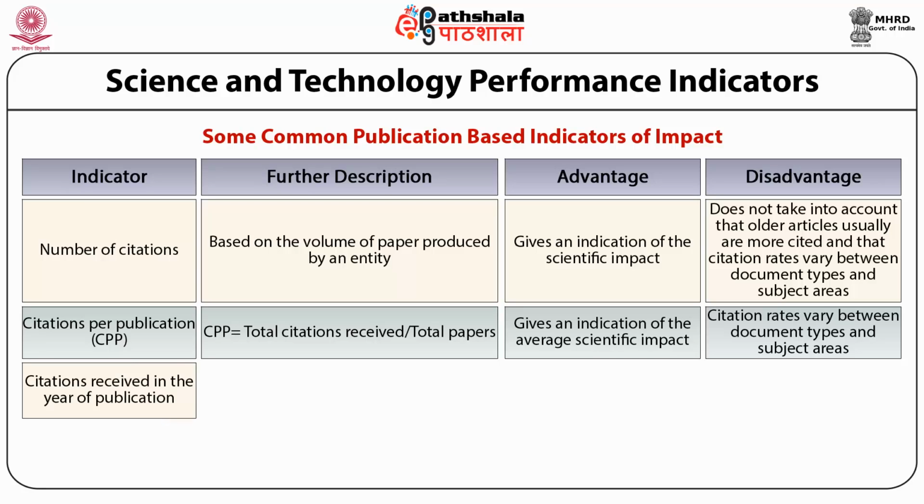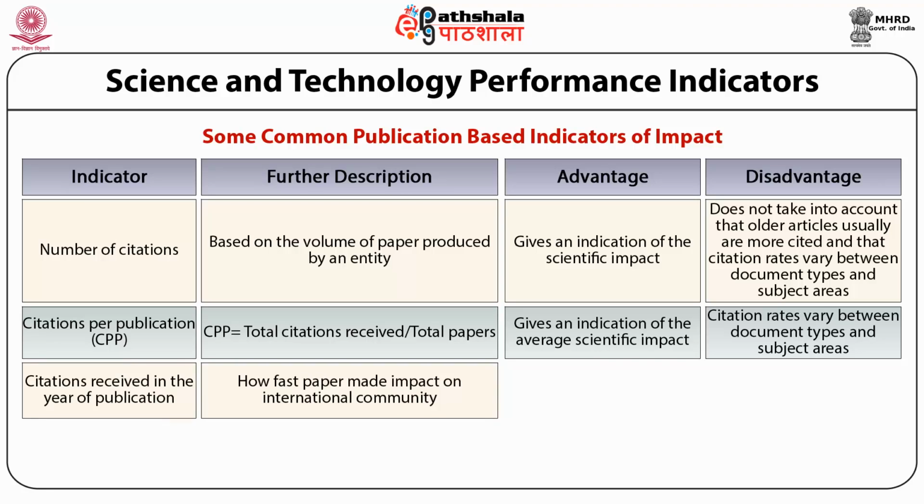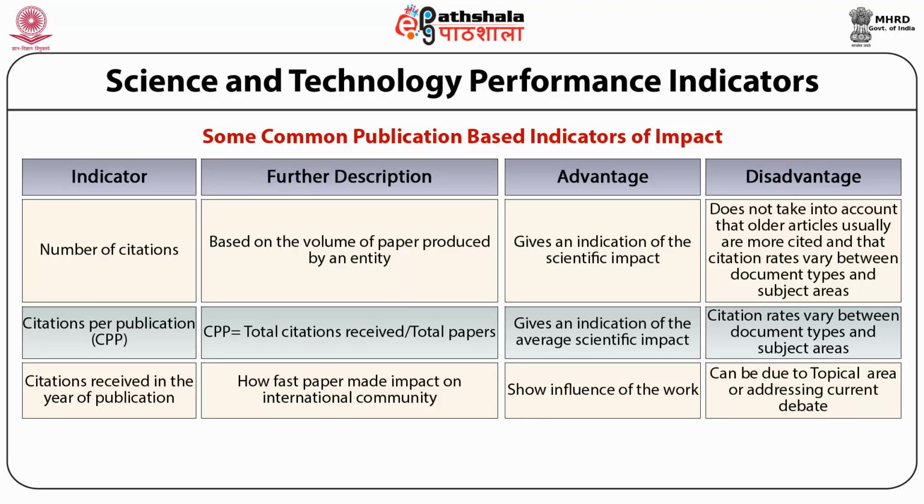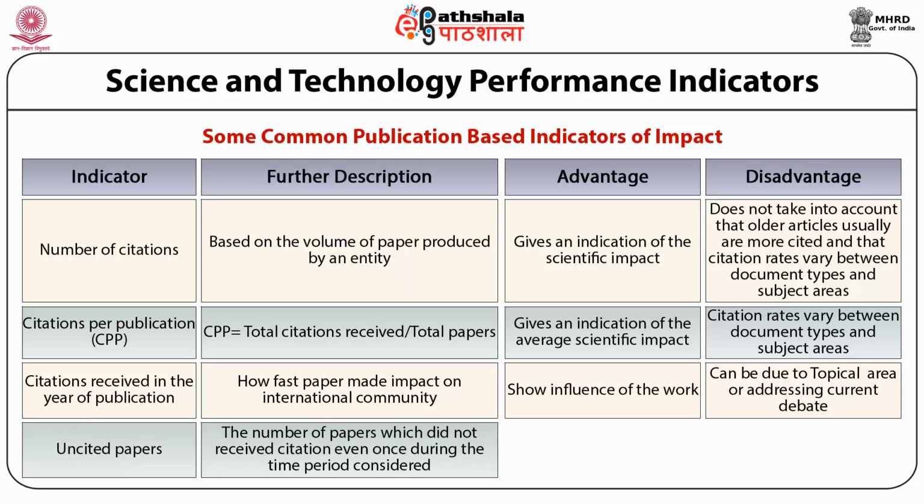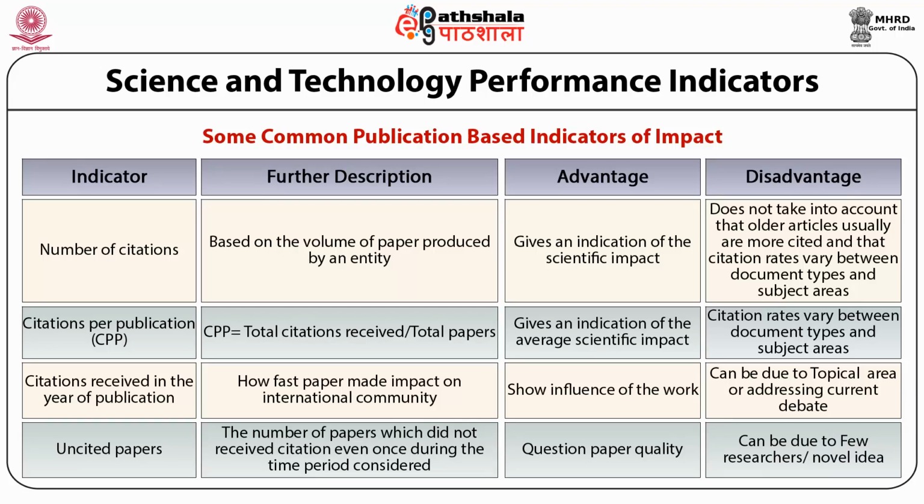Citations received in the year of publication show how fast papers made impact on the international community and show the influence of the work, but the disadvantage of using this indicator is that, due to topical area or addressing a current debate, the citations received by a paper can be very high compared to another paper which may be very useful but is not in a topical area or addressing a current debate. Uncited papers: the number of papers which do not receive a citation even once during the time period considered is an important indication of the quality of a paper, but it can also be due to few researchers or a novel idea which takes time to pick up.